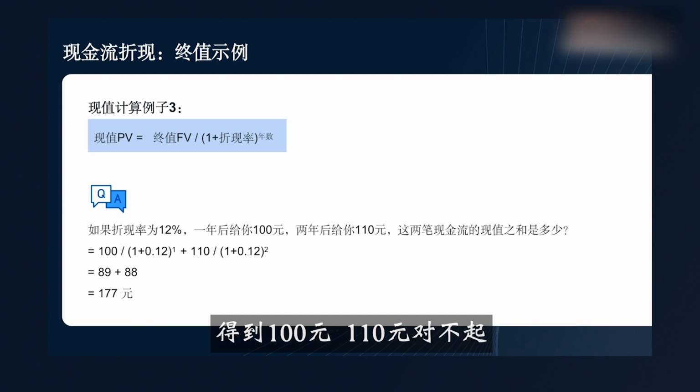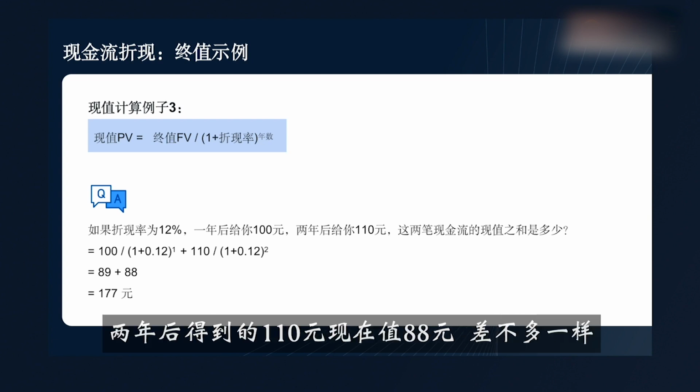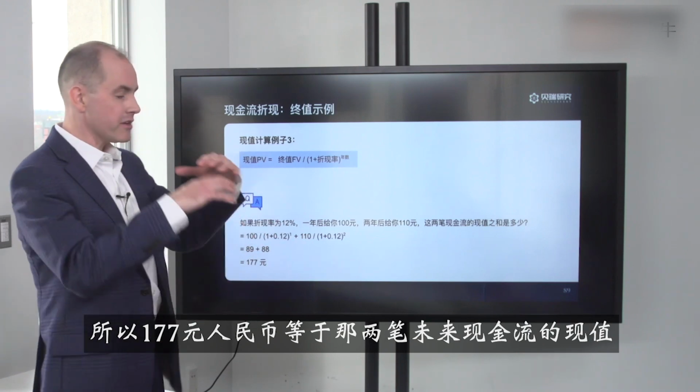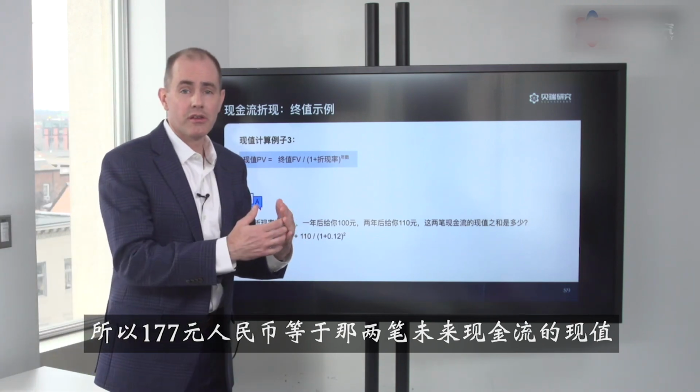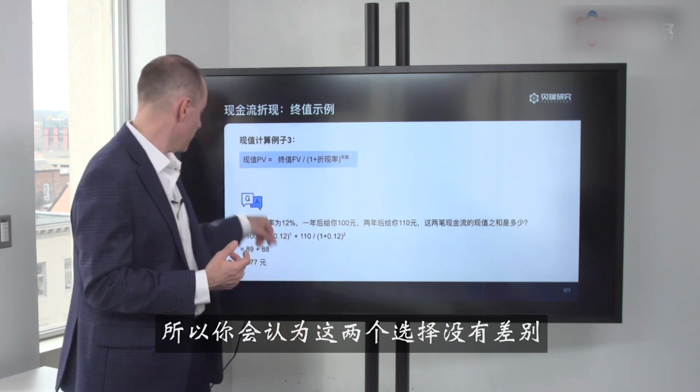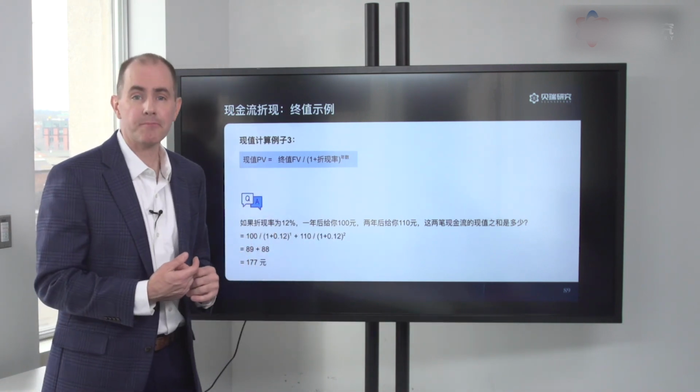110 coming in 2 years is worth 88, almost the same. Add them together, 177 RMB. So 177 RMB equals those 2 expected cash flows. You'd basically be indifferent if you were on board with this 12% discount rate.